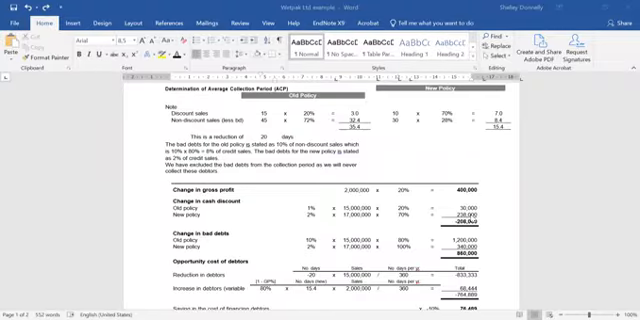Does that make sense? Sorry, while I'm sharing my screen, I can't see who's talking or who's got their hands up or anything. So I don't know who asked the question.